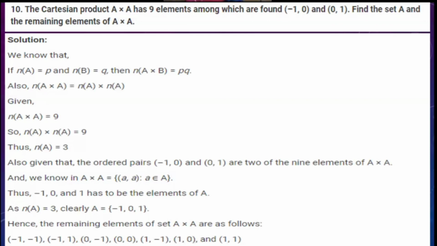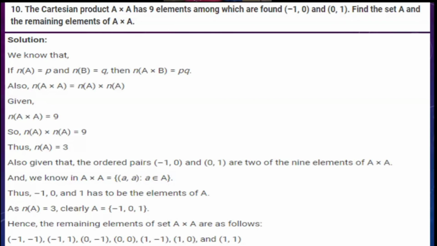We know that in A into A, all the elements of the ordered pairs belong to the set A only. So here -1, 0 and 1 have to be the elements of A, and n(A) is 3. So clearly the elements of A are -1, 0 and 1. Hence the remaining elements of A into A you can find by multiplication: take -1, 0, 1 and multiply again with -1, 0, 1, then you will get the different ordered pairs like this.